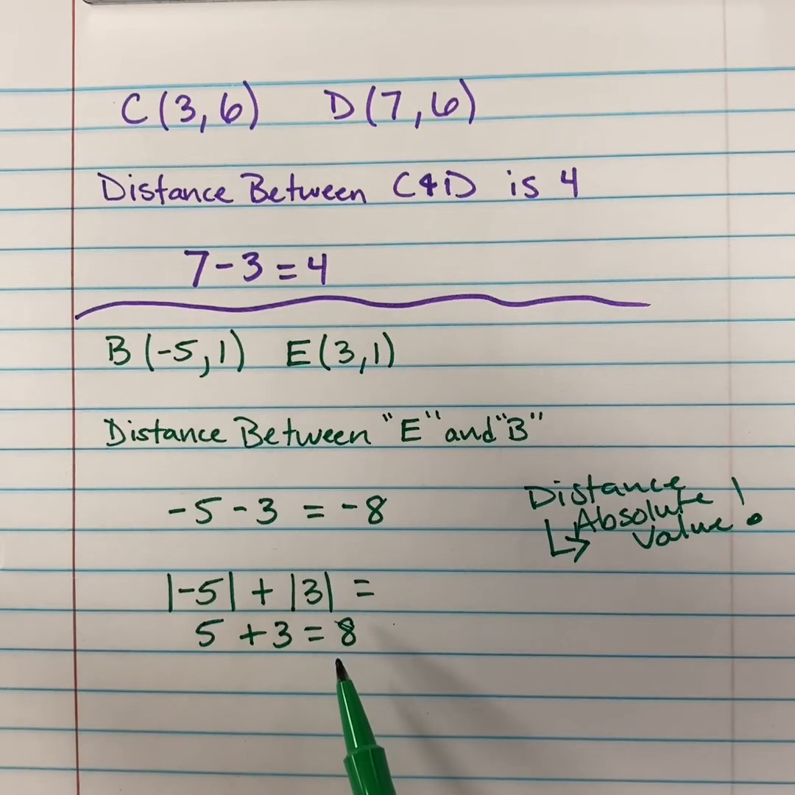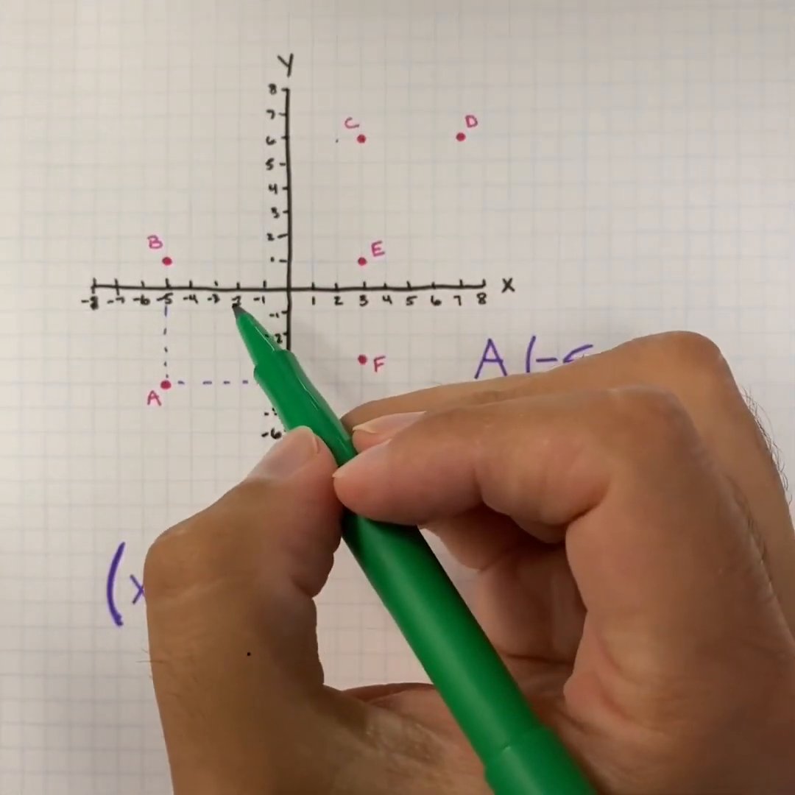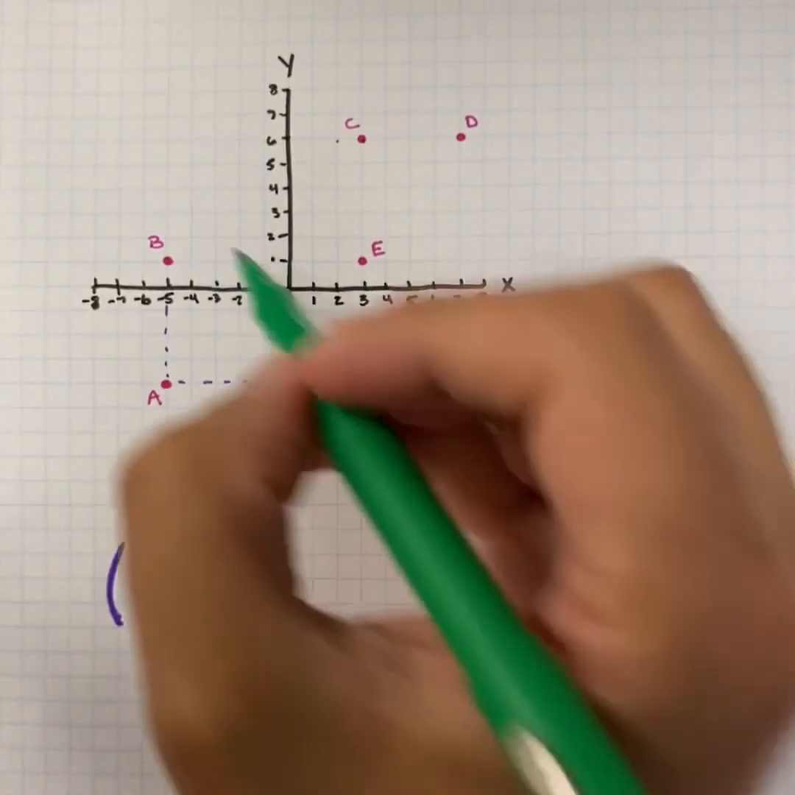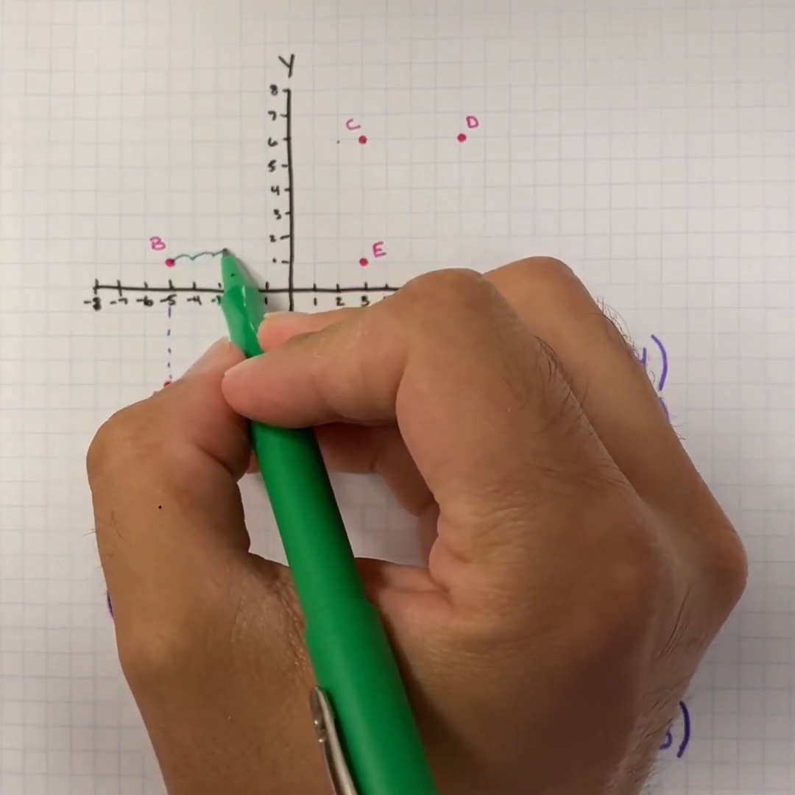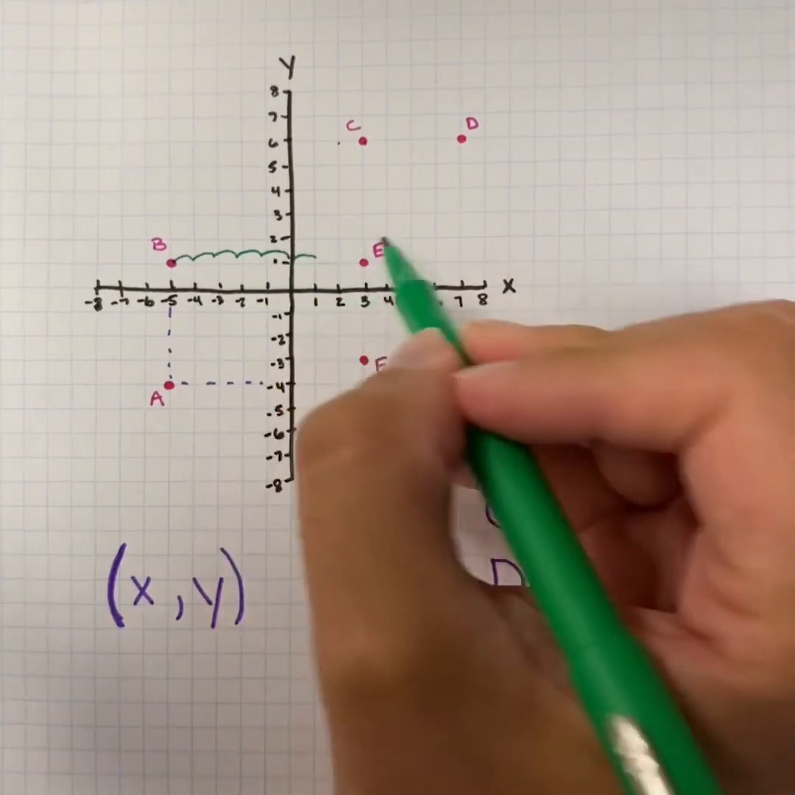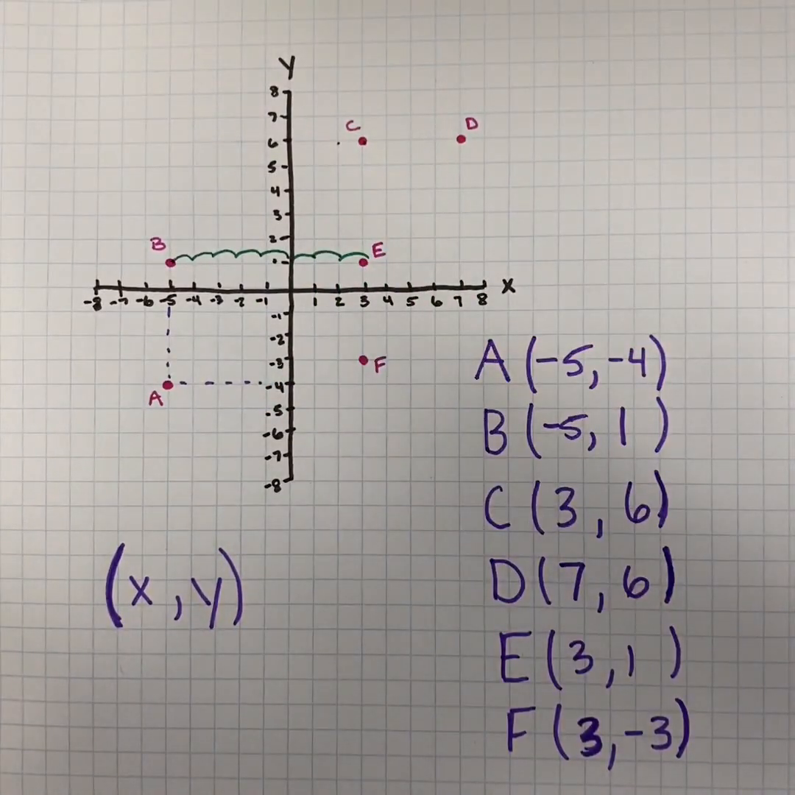Let's go ahead and look at our coordinate grid to see if they truly are 8 units away from each other. So let's just go ahead and count. This is something that you could do if you had the visual there for you to use. So here's B to E. 1, 2, 3, 4, 5, 6, 7, 8. 8 units apart from one another.